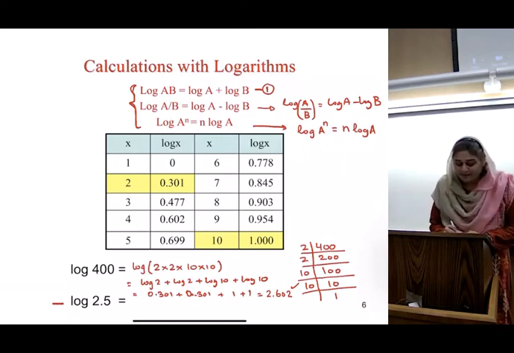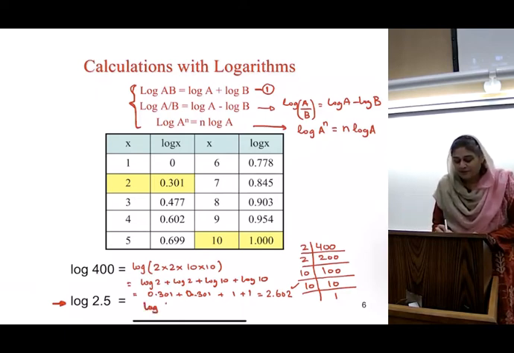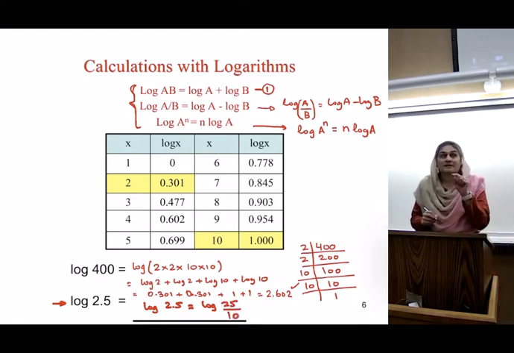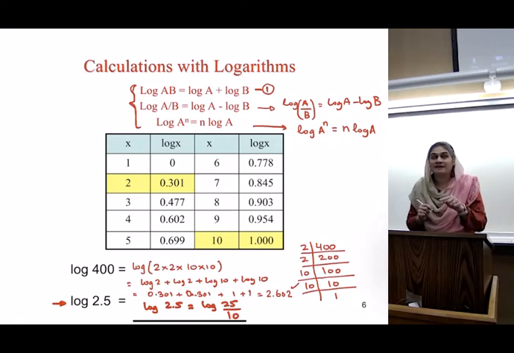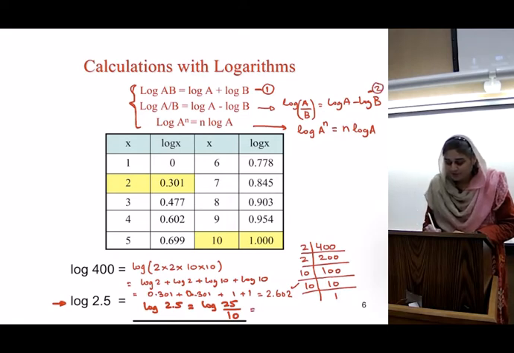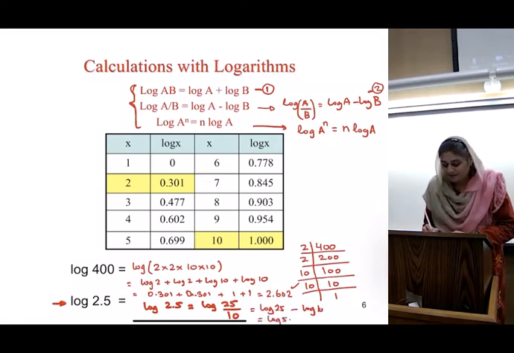Okay, now how about if I have this value instead? Log of 2.5. How do I do that? Well, I know 2.5 can be written as log of 25 divided by 10. Here's a trick. Every time you see a decimal spot, move it over divided by the number of zeros. So if I move 1 over, I'll divide it by 10, which then I can use my equation number 2, which is just log of 25 minus log of 10. And 25 can be written as log of 5 plus log of 5 minus log of 10.